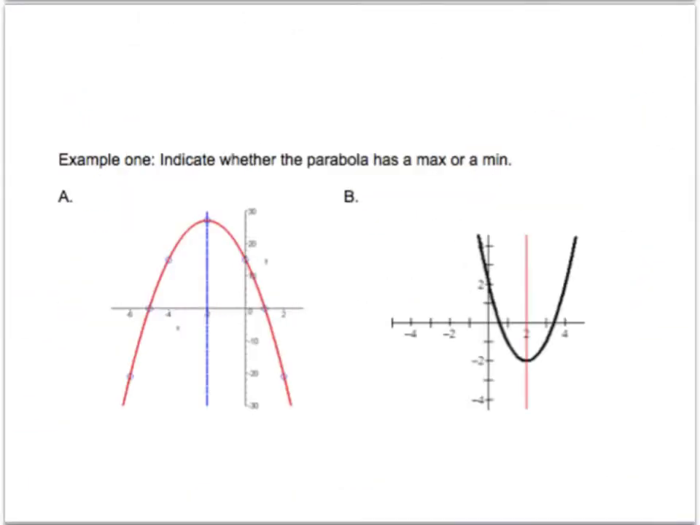Okay. So now just take a minute, look at these two problems, and tell me whether it has a max or a min. So you should say that A has a max, while B has a minimum value. And we're going to talk about this dotted line that goes through the center of our graphs later on. But you should see that they're symmetrical to each other.